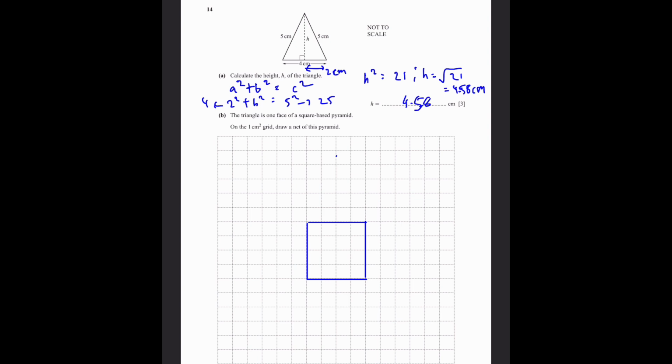And now draw the two lines to make a triangle. We can do that on all 4 sides of the square. That'll make it look something like this.